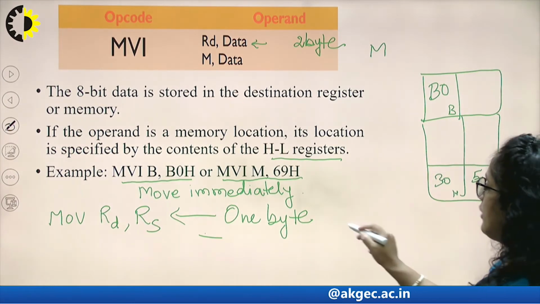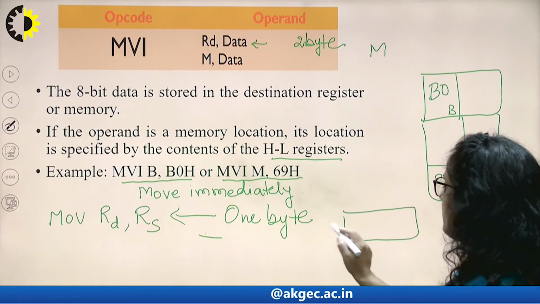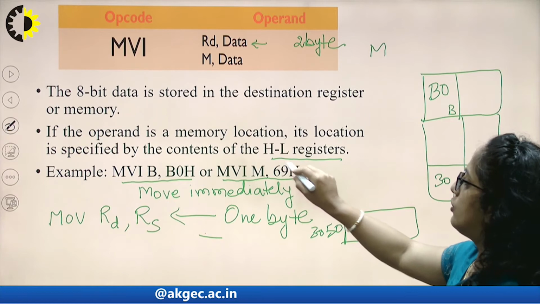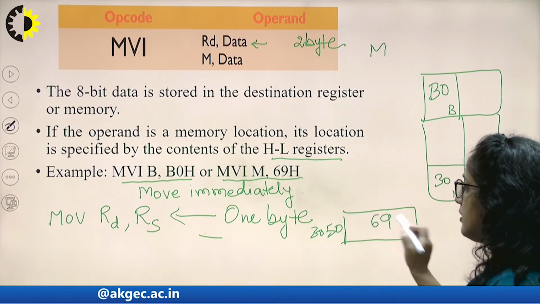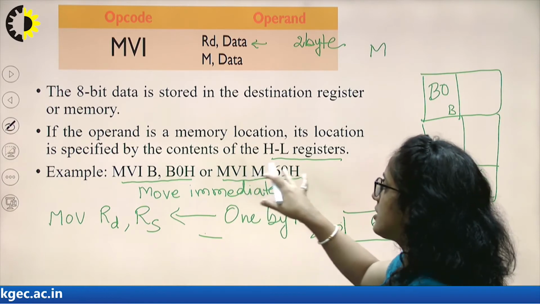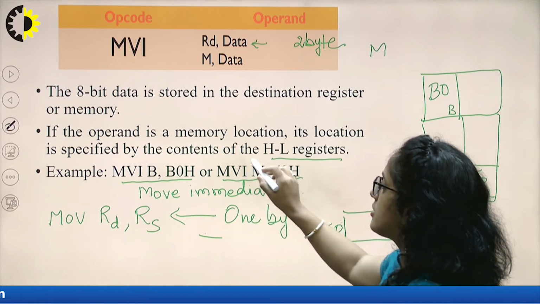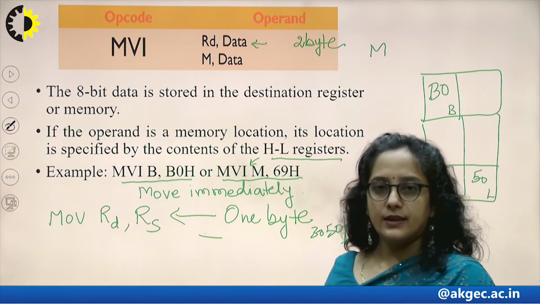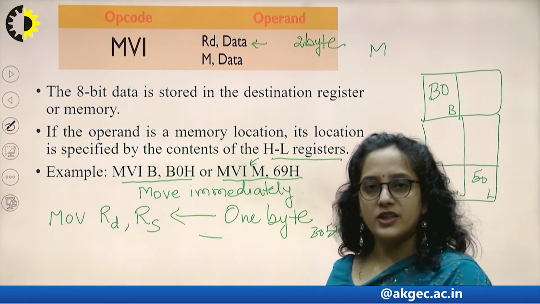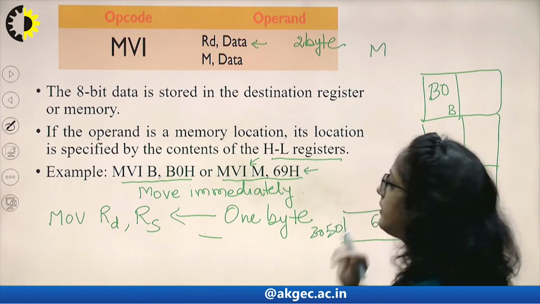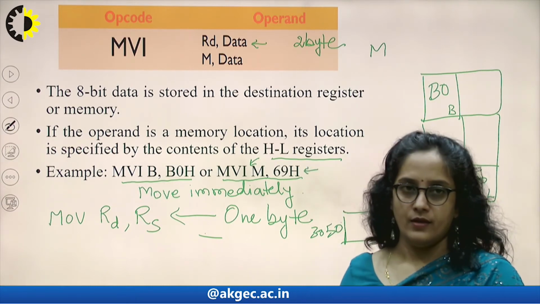So at the 3050 location in memory, the microprocessor will go and write 69H. Whenever this instruction or opcode is fetched by the microprocessor, it decodes that opcode, gets the address from the HL pair, and now the second memory location will be considered as data.